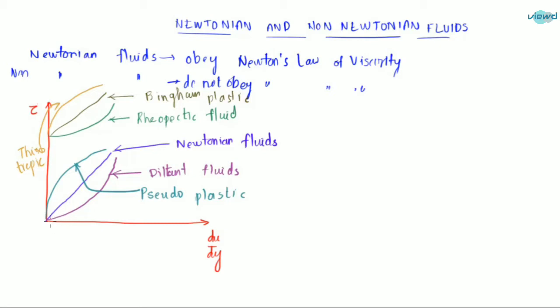And the one which lies on the x-axis is ideal fluid, which means without even applying shear stress, the ideal fluid moves. And the line on the y-axis indicates ideal solid. Even with applied shear stress, it is not moving. So this is the initial shear stress that should be applied to make the fluid move.